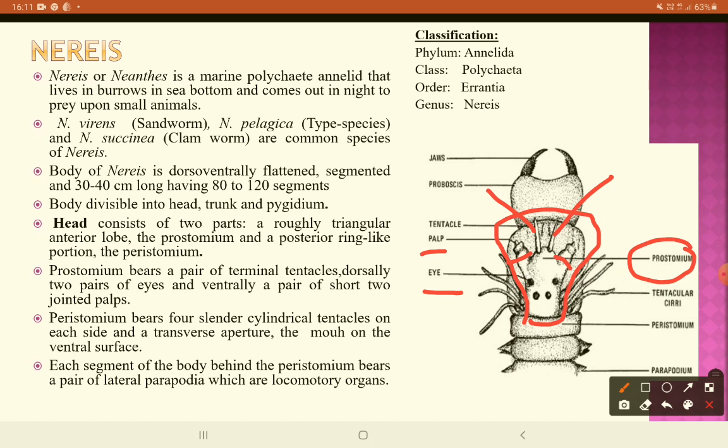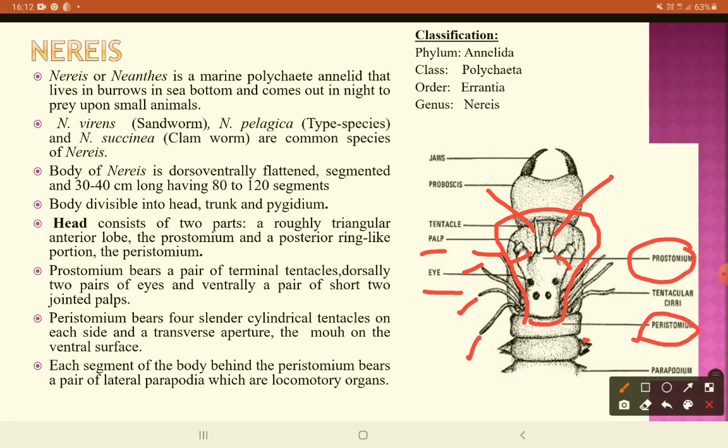The peristomium bears four slender cylindrical tentacles on each side, and a transverse aperture. Now this is the segment which is the peristomium, and it has these four tentacles. If you see, 1, 2, 3 and 4 on either side, and a transverse aperture, the mouth, on the ventral surface. The spelling of mouth is mistaken here, so just make a note of it. The mouth is present on the ventral surface.